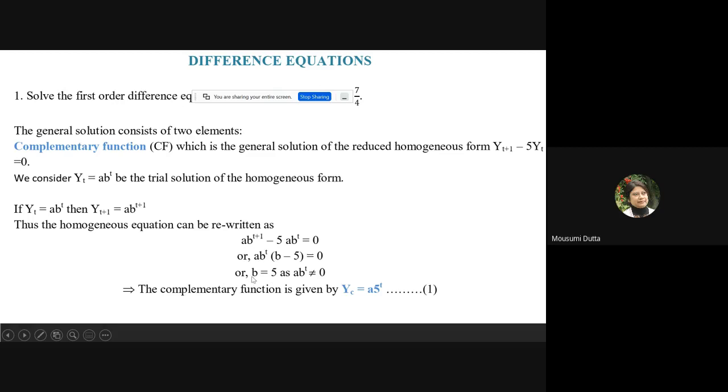Once we find out the value of b, we put these values in our complementary function. Initially, to begin with, it was A b to the power t. Now the b value is 5, so we write it as A 5 to the power t. Pi, as you understand, is the equilibrium value.